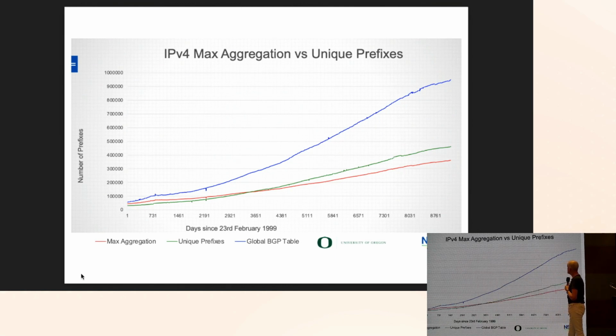The V4 aggregation, well, the blue line is the global table. The red line is if operators would actually aggregate. The green line, what happens there is people have taken their aggregates, divided them, and then left holes. It's like, why are they even doing that? So they've got address space that they're simply not announcing.